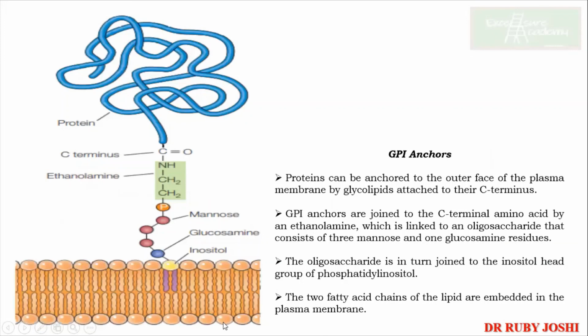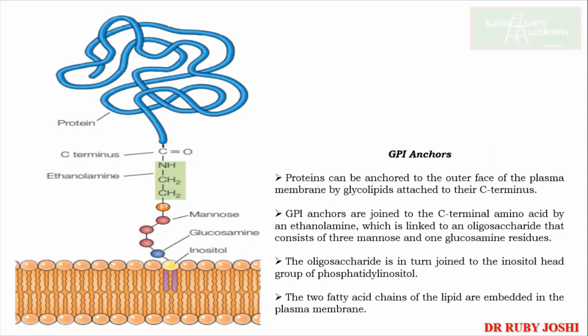So where your GPI anchors are there, these proteins can be anchored to the outer face of the plasma membrane by the glycolipids attached to their C terminus. Are you getting it? So what is happening here? This is your GPI. Your protein is here, and somewhere in the middle comes the asparagine, to which the oligosaccharide has been added.